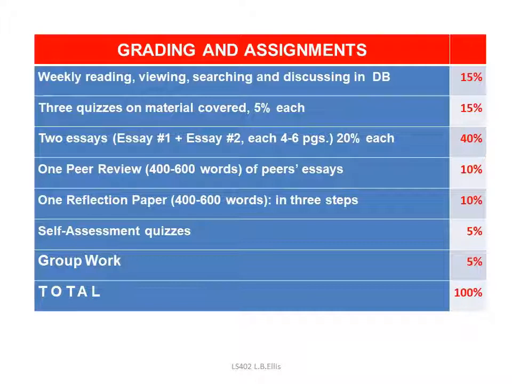You will write a one-page peer review, 10% of your final grade, on one of your peers' first essay. You will write a reflection paper, 10% of your final grade, describing the research process, the creation of an essay, writing a peer review, and making connections with topics of the course. And finally, you'll work on a group project, collectively and individually, for 5% of your final grade.